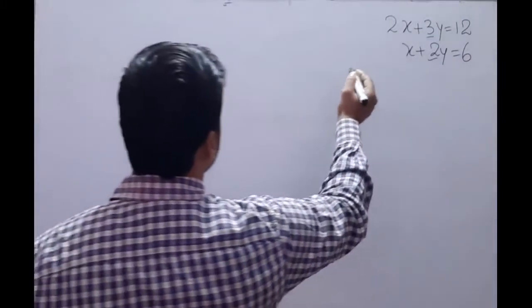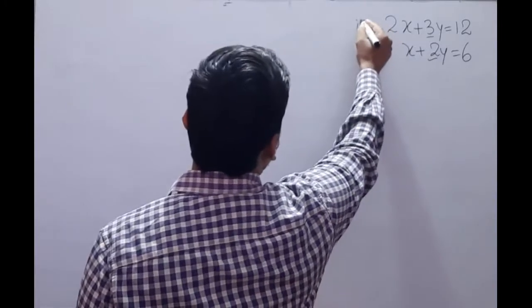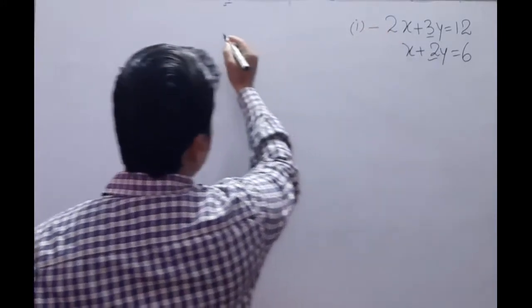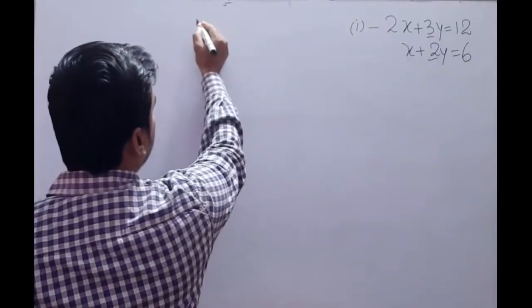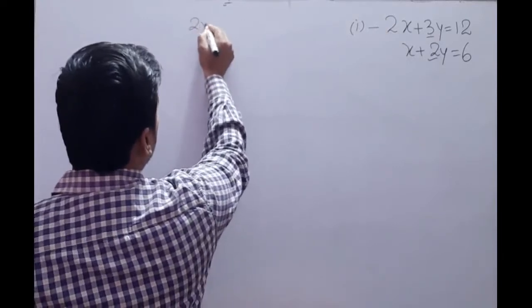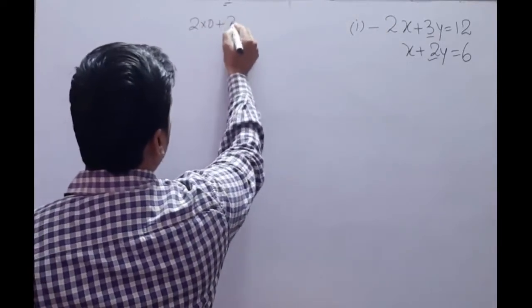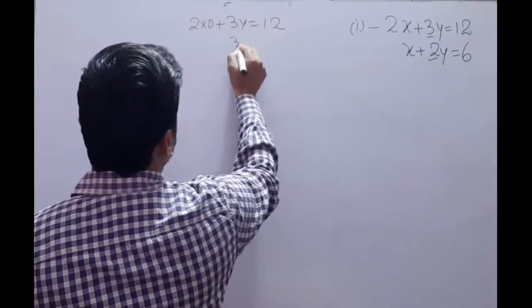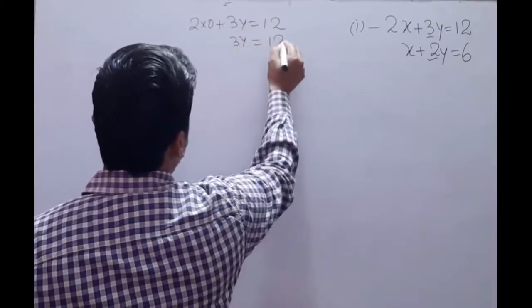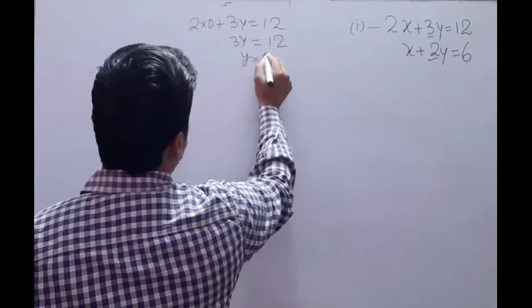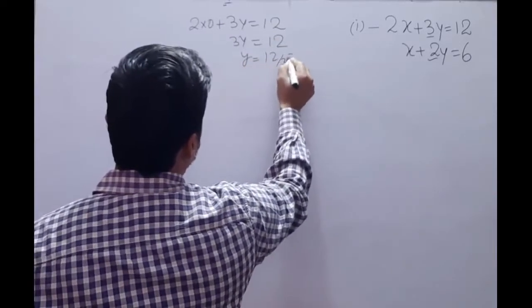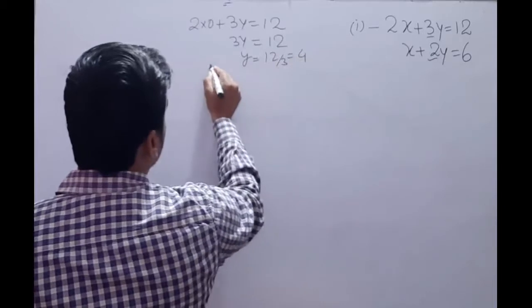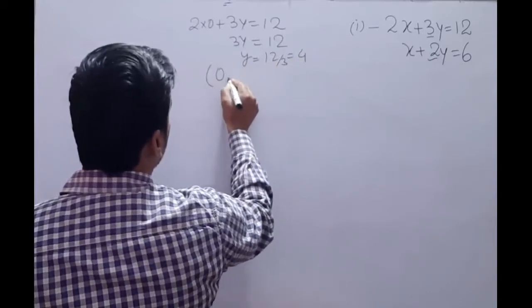For example, in equation 1, we put the value of x equals 0. So 2 into 0 plus 3y equals 12. So 3y equals 12, y equals 12 by 3, that is equal to 4. So the first coordinate is (0, 4).